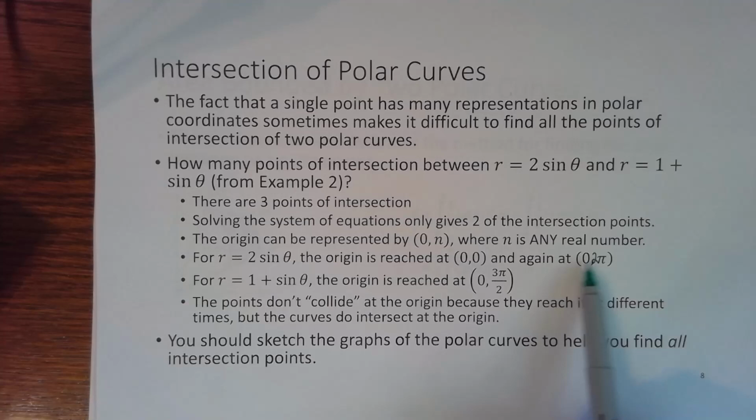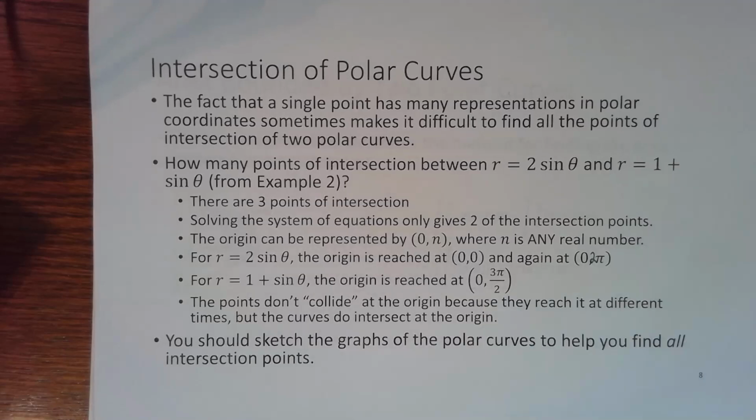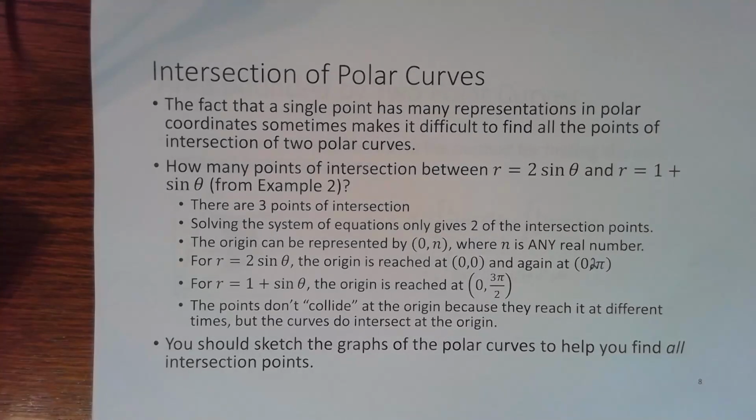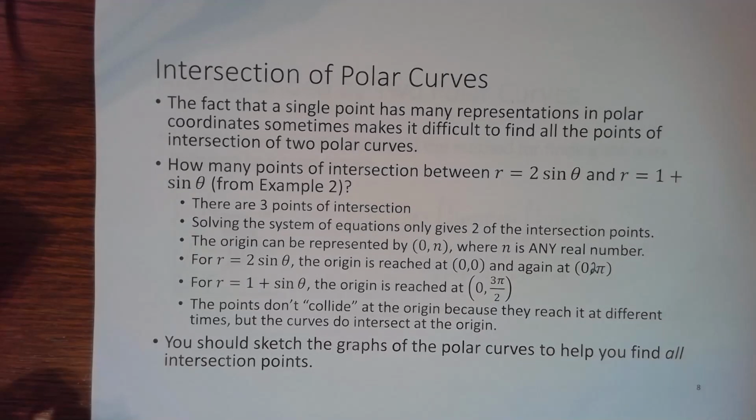What satisfies this equation is (0, 3 pi over 2). Now, these are all just different ways to represent the origin, but because they're not the same, we never find that point. And here's the issue: there's this idea of looking at different angles, or let's just call that a different time, as you're tracing through the curve. So the points don't collide at the same angle. They reach the origin at different times.